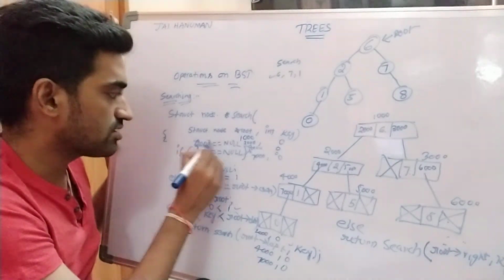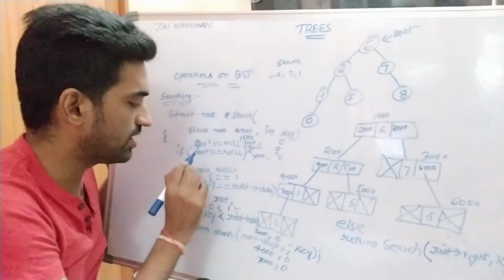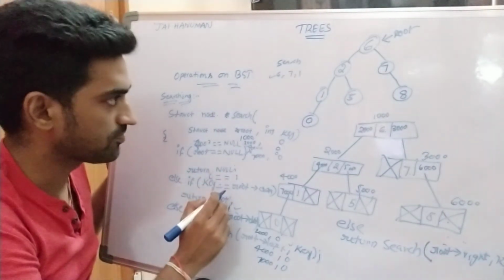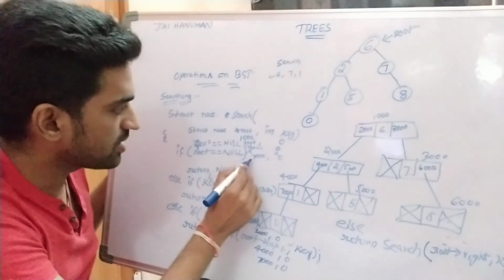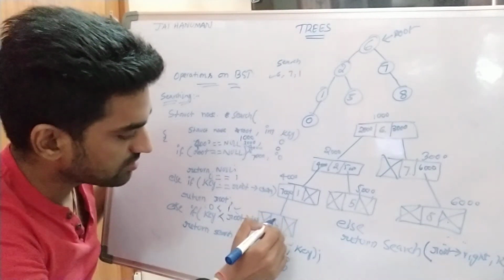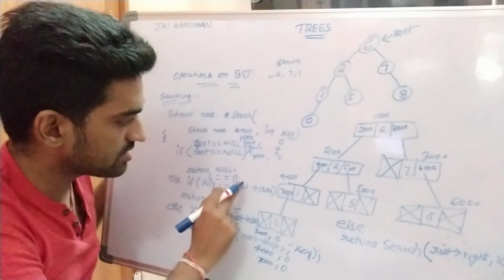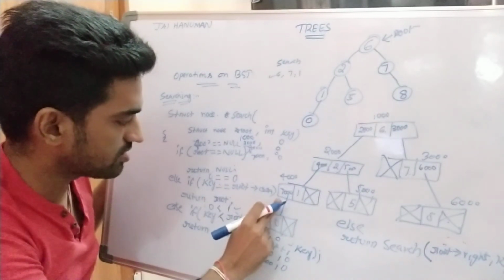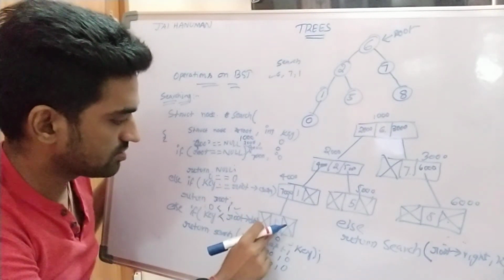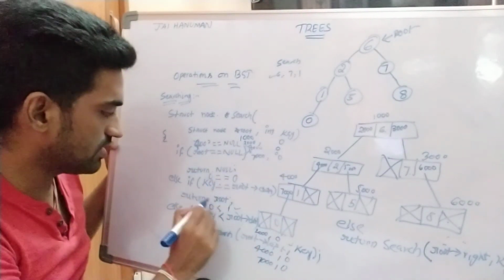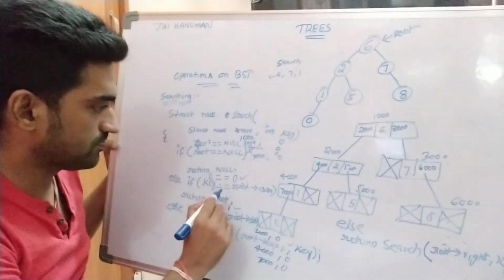So 7000 not equal to null. Condition is failure. Else if key is equal to root data. Now root value becomes 7000. So 7000 holds the data 0. So here both are true.